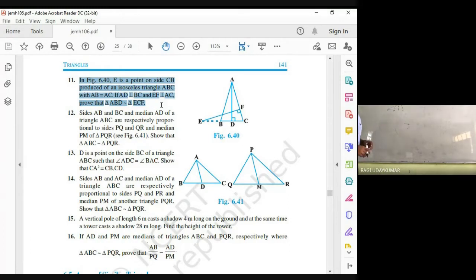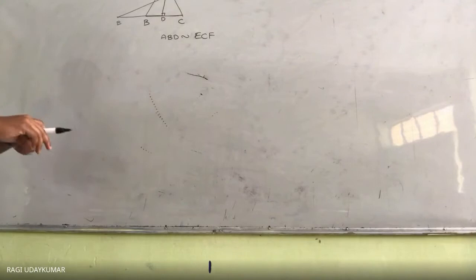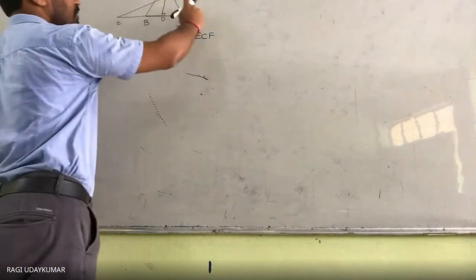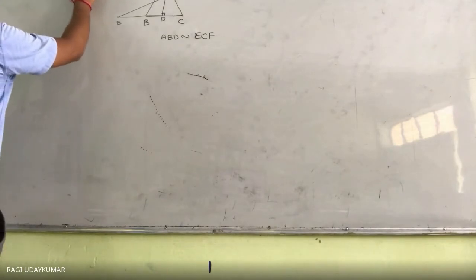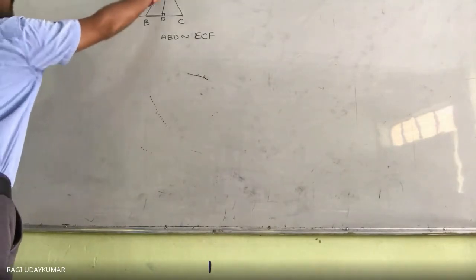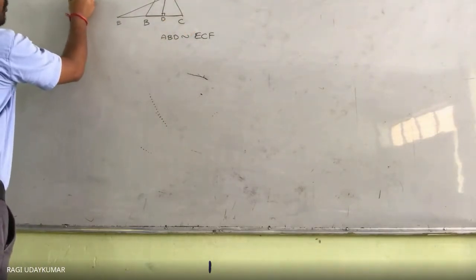And it is asking you to prove triangle ABD is similar to triangle ECF. So this is the question given to you. Now you see here, triangle ABC is given to you, an isosceles triangle. So what are the given things? Let us write here. Given AB is equal to AC, these two are equal. And AD is perpendicular to BC.